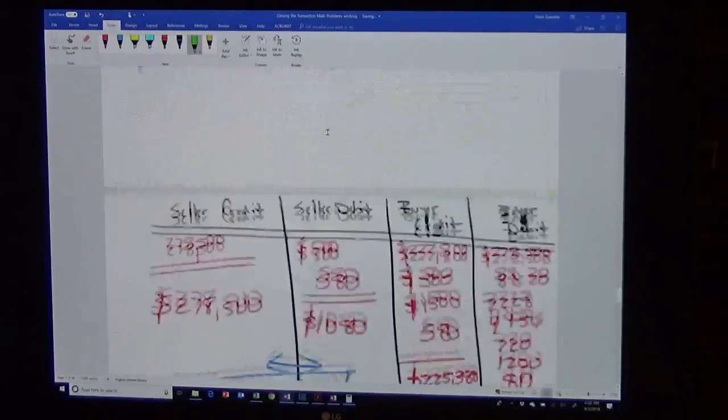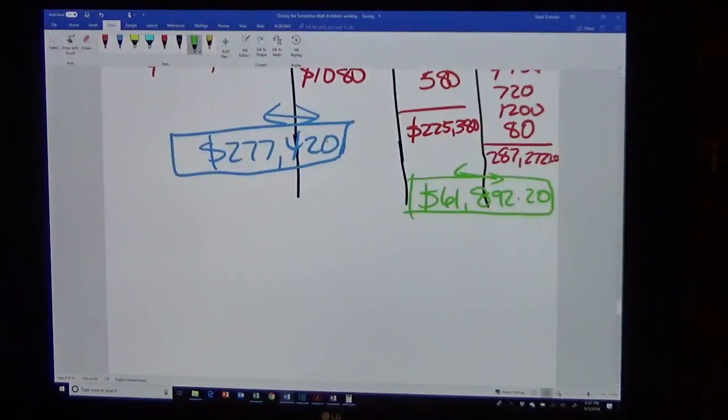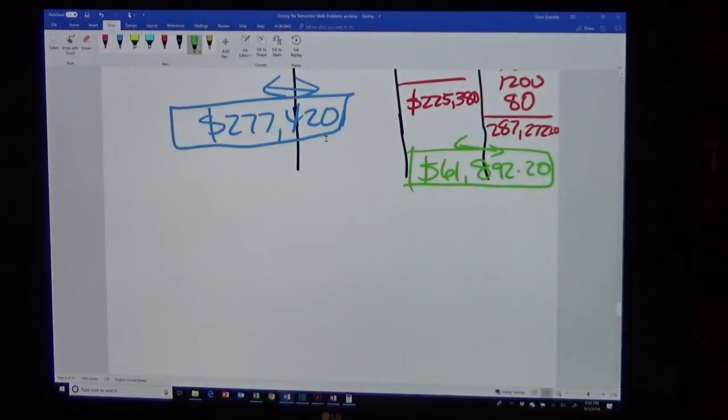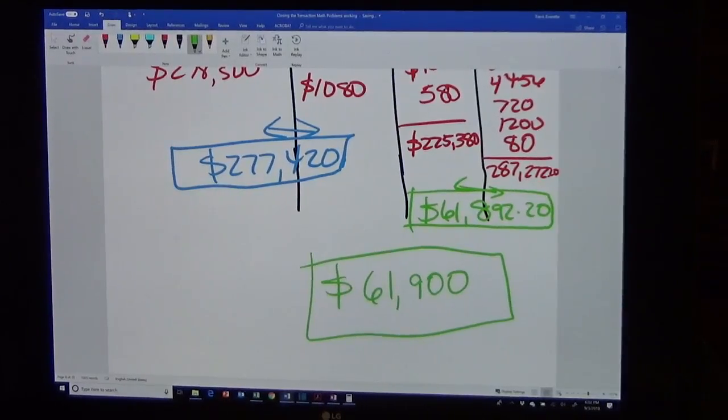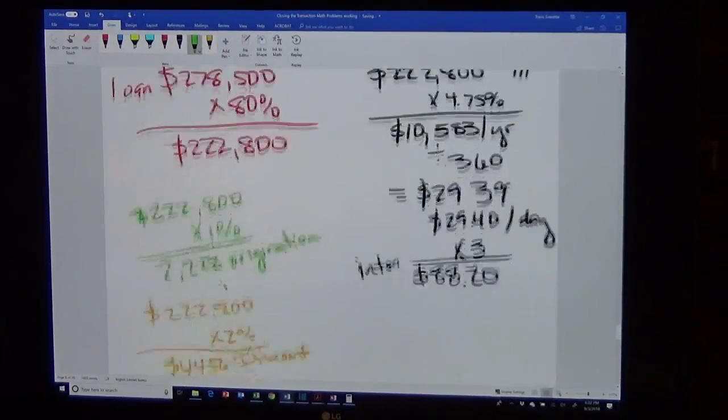And so if we go back up to our question, I believe they want to know rounded to the nearest $100. They want the buyer side, and they want it rounded to the nearest $100. So buyer side is going to be $61,900. That's rounded to the nearest 100. $61,900 is your total answer there. Okay?